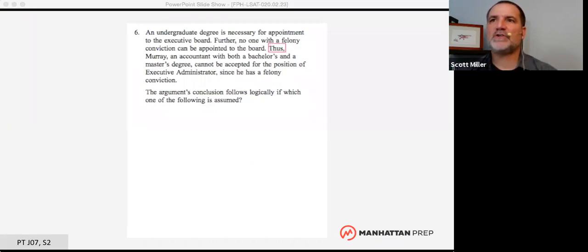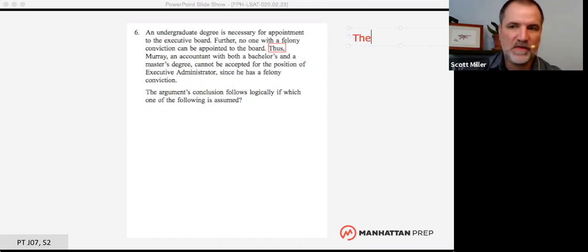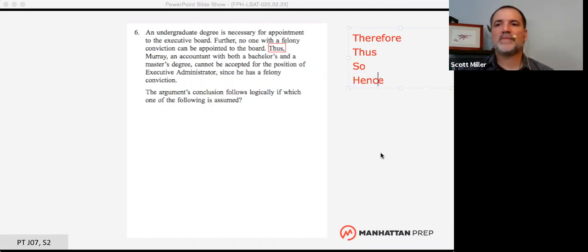And you want to get used to certain words on the LSAT that indicate that you are about to read a conclusion. So words like therefore, we've been using that in our examples. Thus means the same thing. So means the same thing. Hence. You want to notice these words when you see them, because they actually tell you two things. They tell you that what comes after is a conclusion and what comes before is the premise. So based on the thing that came before, I want you to believe this conclusion.